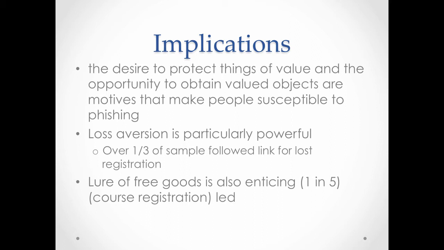The results also support the conclusion that loss aversion is particularly powerful. Again, over 1/3 of the sample followed the link for loss registration. Again, this might not sound like a lot, but in social engineering and phishing attempts, all you need is 1 or 2 people to fall for it. And here, 1/3 of the sample is at least following the link for the loss registration condition, or the threat of losing a registration. I should also mention we don't know if they would actually have gone on and given any personal information, but at least they're at that landing page where they might.